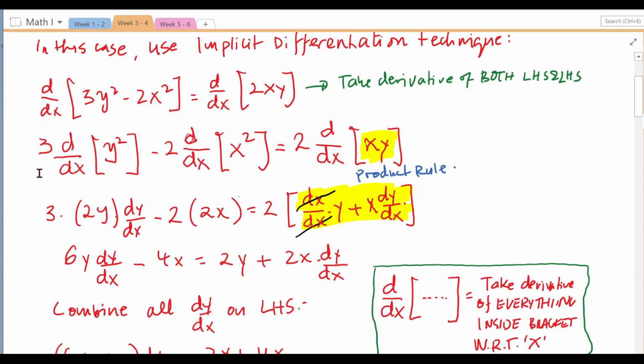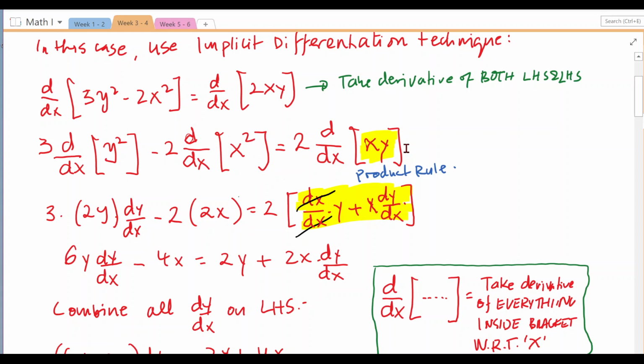For the first term, 3 times the derivative of y² with respect to x is 2y times dy/dx. We can use substitution if you want, but in this case, we're taking the derivative of y² with respect to x. Therefore, it's 2 times y to the power of 1 times the derivative of y itself, dy/dx, minus 2 times the derivative of x² with respect to x. Therefore, it becomes 2x, so negative 2 times 2x.